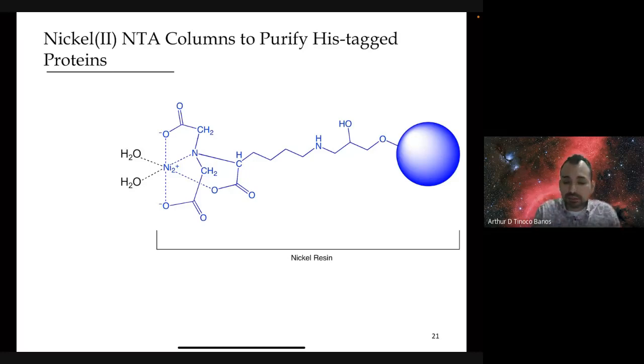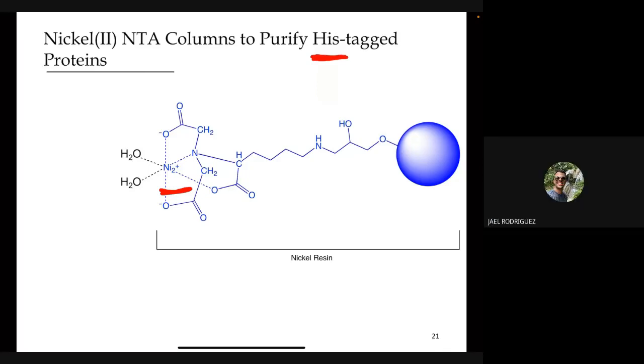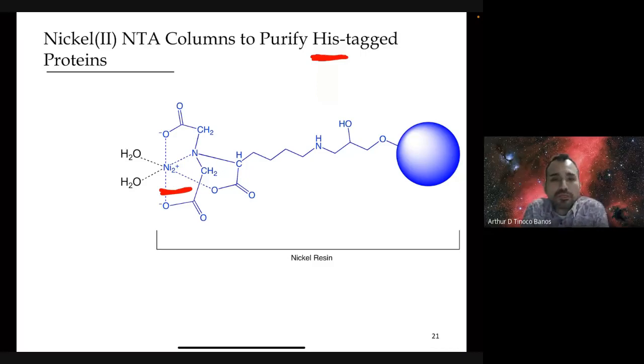And so a typical tag is the use of a histidine tag. All right, so histidine. But why histidine? What do you guys think? Why would you want to use a histidine-tagged protein and then use a nickel NTA column? What do you guys think? It'll coordinate the histidines. That's correct. What theory are we taking advantage of here?